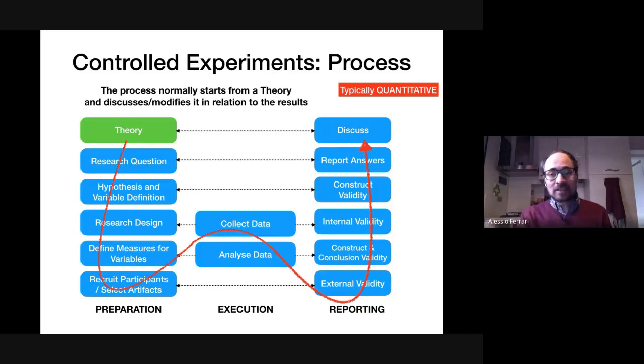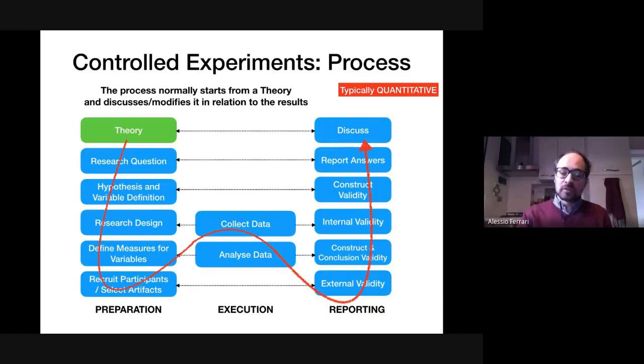I test the theory, really test it in a quantitative way, and then I discuss whether the theory is confirmed, in which way it is, and in which way the scope of validity of a certain theory is extended with respect to previously existing studies. So basically, discussing in the end means comparing with existing work in the field and explaining in which way your experiment advanced the knowledge in that specific field, okay?